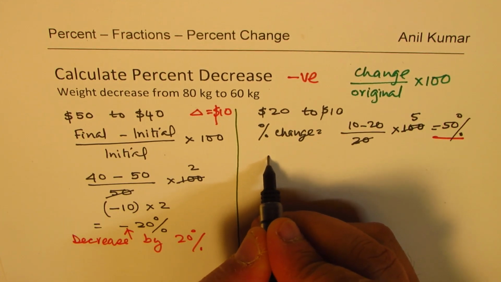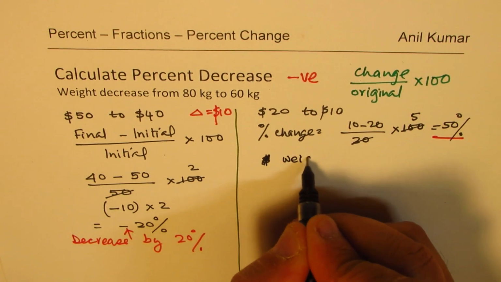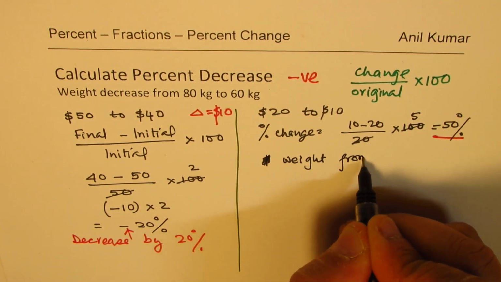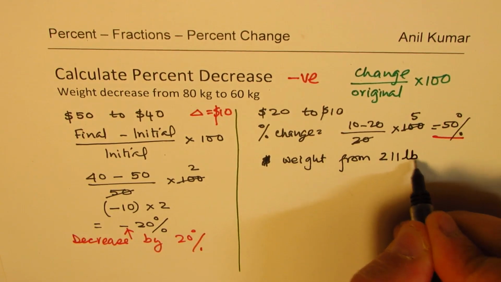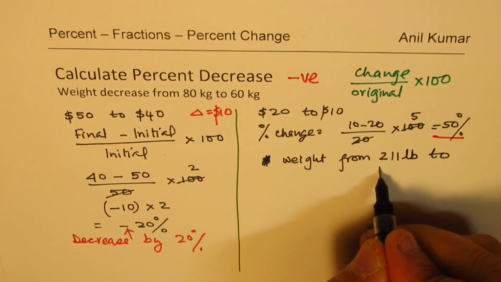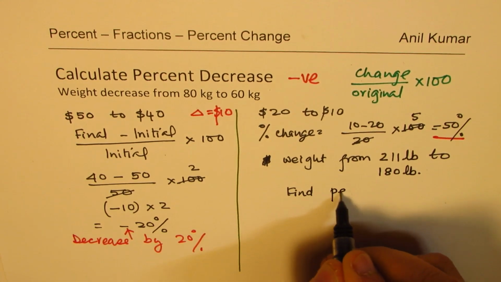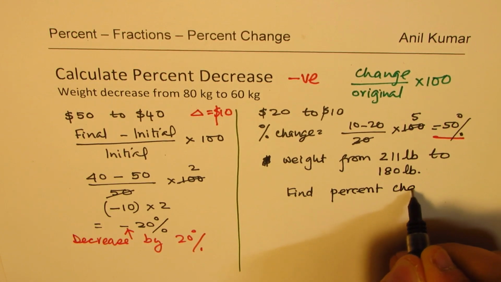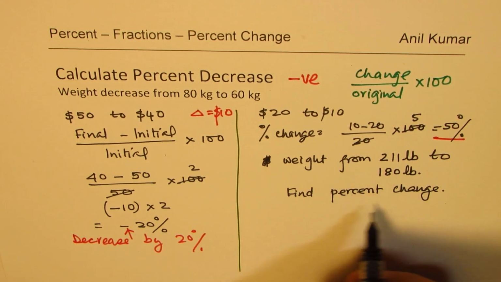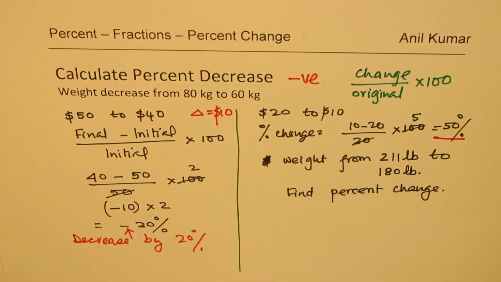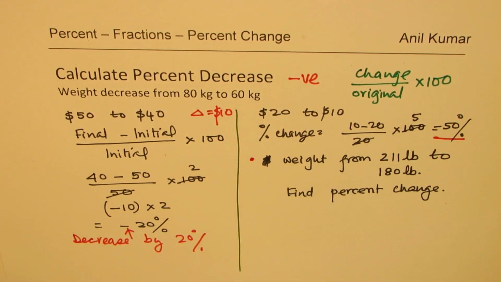Let's say somebody has decreased their weight, in pounds. Let's go to weight now. So weight loss from, let us say, 210 pounds to, let us say, 180 pounds. Find the percent change. So definitely there is a decrease. I would like you to write down the answer in the comments, right? So I hope that's fair enough. And write your answer in the simplest form, okay?